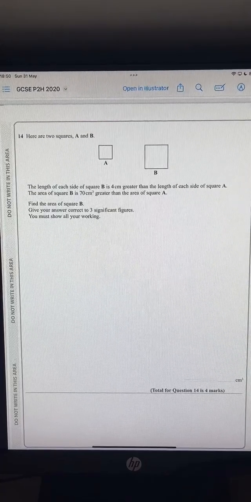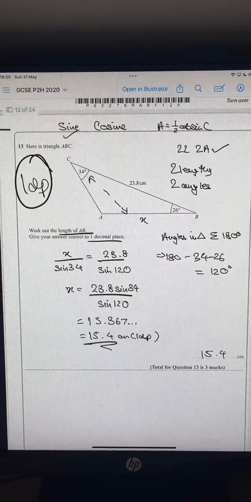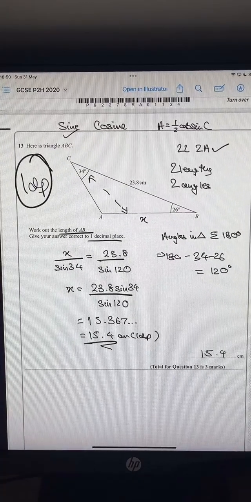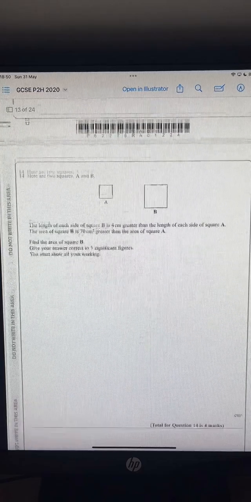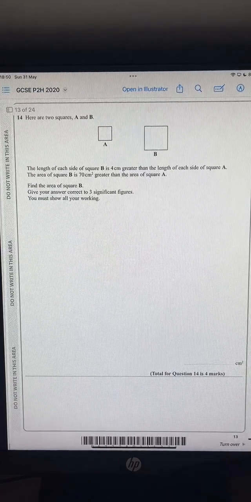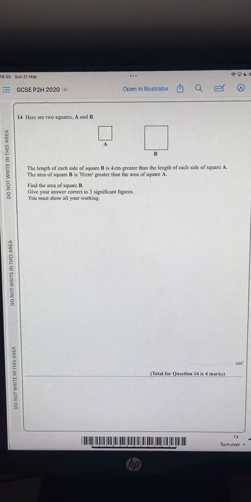Okay, why did I use the sine rule? Because I had 2 lengths and I had 2 angles. So that's the sine rule. Cosine rule would be 3 lengths and 1 angle as my minimum things on my diagram. Exactly. That's the only rule that can be applied.